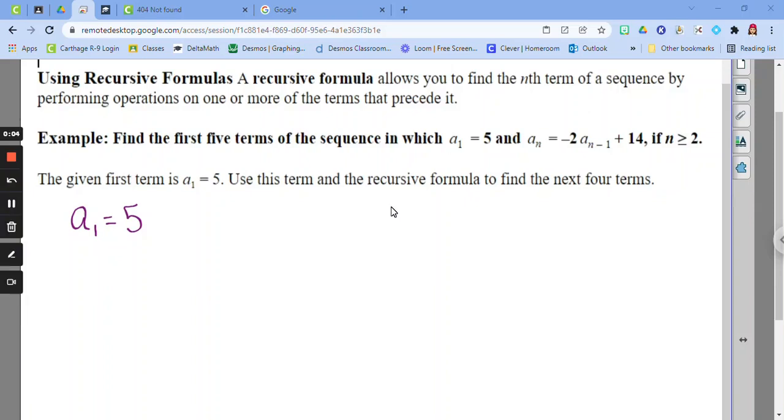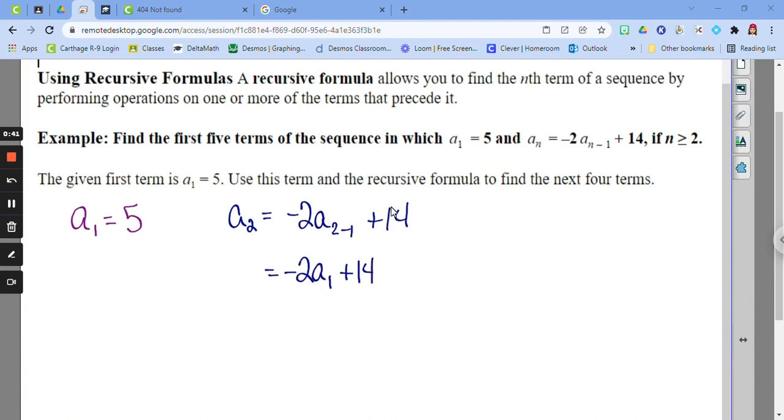All right, first term is 5. So the second term: -2 times a, n is 2, so 2 minus 1 plus 14. So what that means, if n is 2, this is going to be -2 times a sub 1 plus 14.